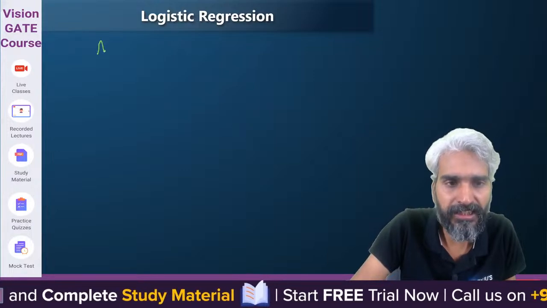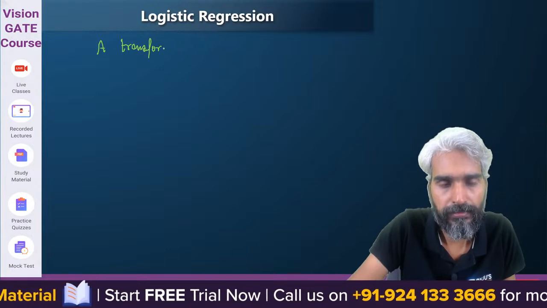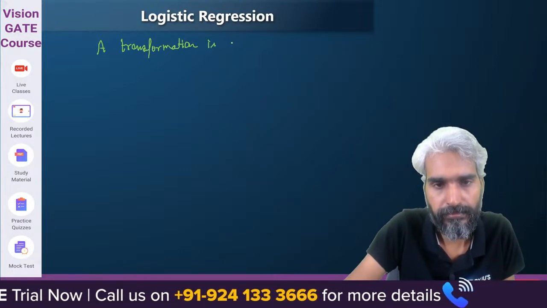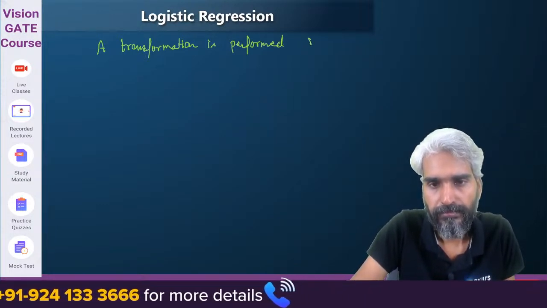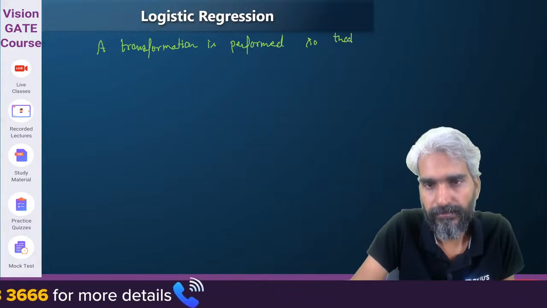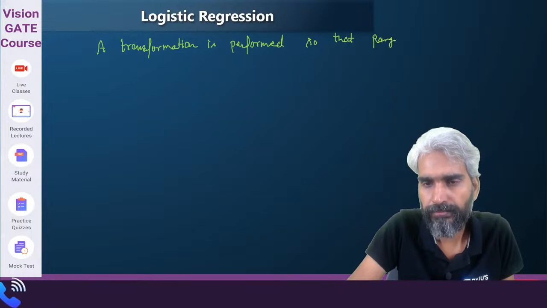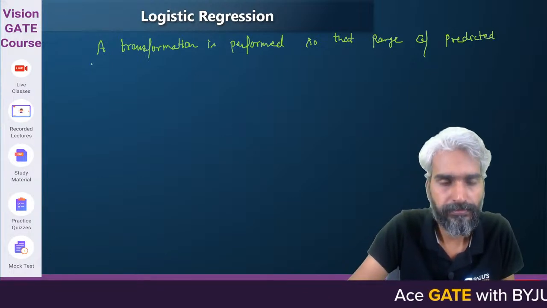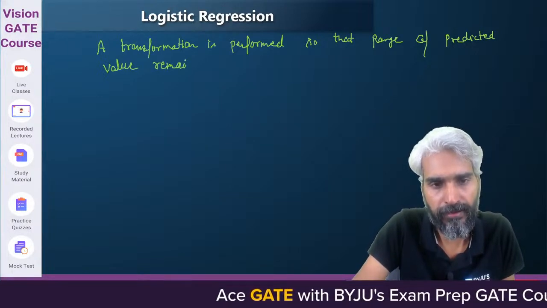A transformation is performed so that the range of the predicted value remains between 0 and 1.